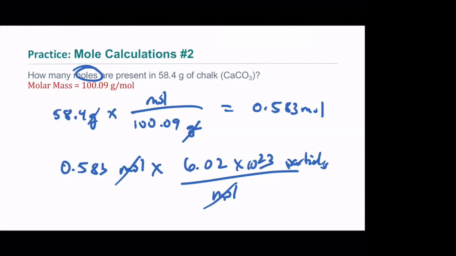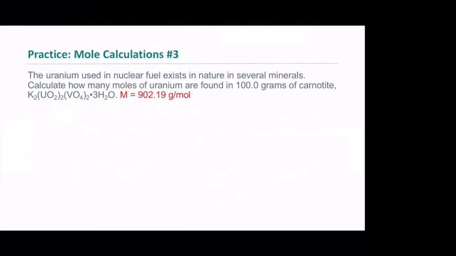Questions? So you've got this weekend to practice your mole calculations. Here's one that adds another dimension. The uranium used in nuclear fuel exists in nature in several minerals. Calculate how many moles of uranium are found in 100 grams of carnotite. And there's the formula for carnotite. I didn't want to take up the time to add all that up, so I've given you the mass.